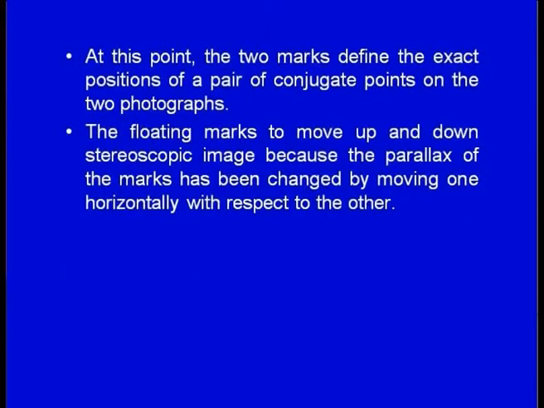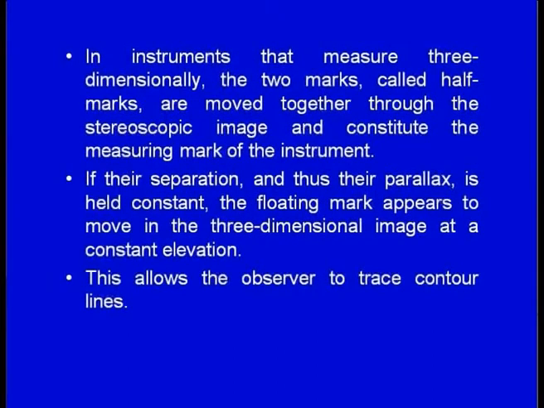At this point, the 2 marks define the exact position of a pair of conjugate points on the 2 photographs. The floating mark moving up and down in the stereoscopic image is caused by the parallax of the marks being changed by moving one horizontally with respect to the other. In instruments that measure 3-dimensionally, the 2 marks are called half marks and move together through the stereoscopic image and constitute the measuring mark of the instrument. If their separation, and thus their parallax, is held constant, the floating mark appears to move in the 3-dimensional image at a constant elevation. This allows the observer to trace contour lines.